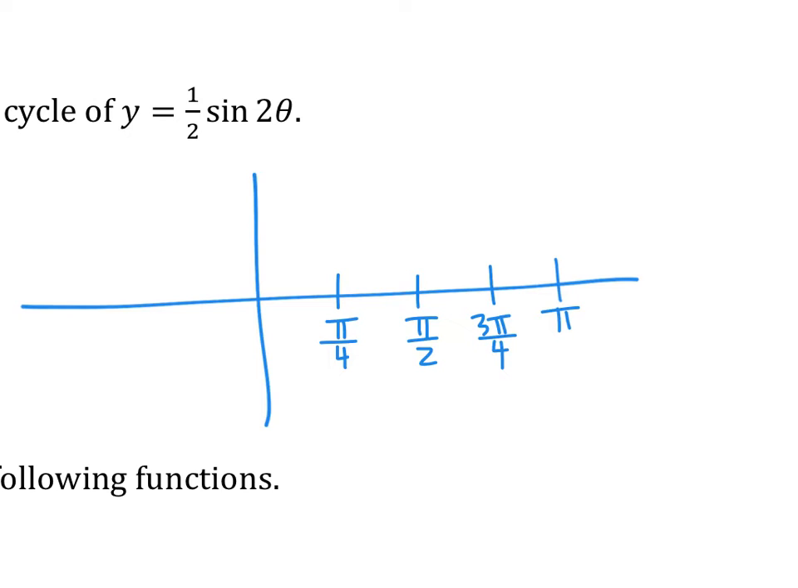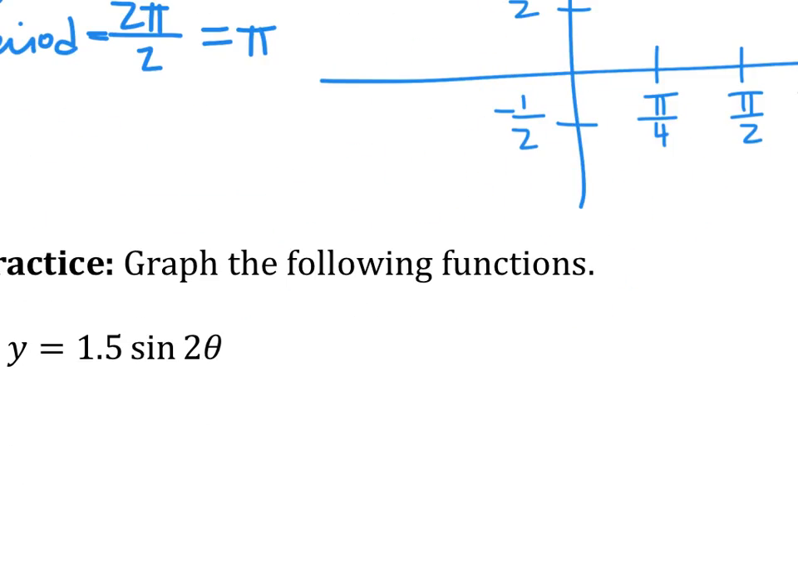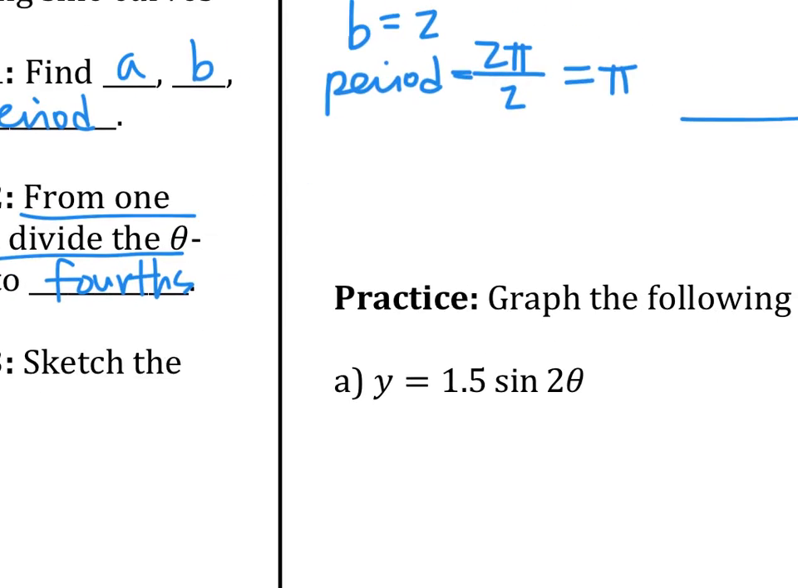Okay, so divide it into 4 equal quarters. And then what you want to do is label your amplitude. So we know the amplitude is 1/2, so it's going to go up to 1/2 and go down to minus 1/2. So now that we have everything labeled, we are ready to graph. Okay, so we're going to sketch the graph.